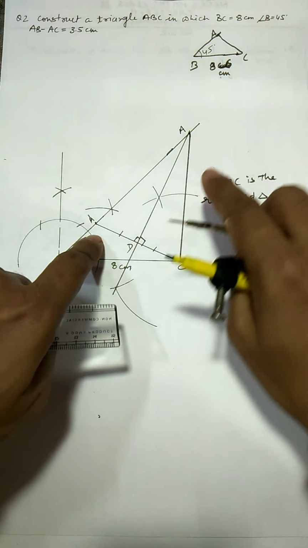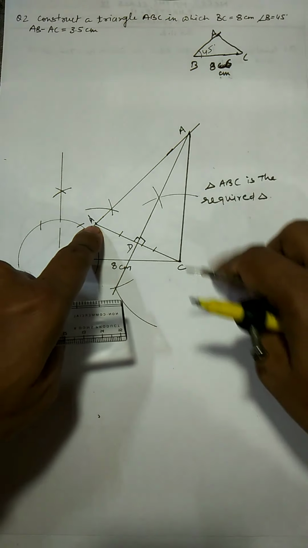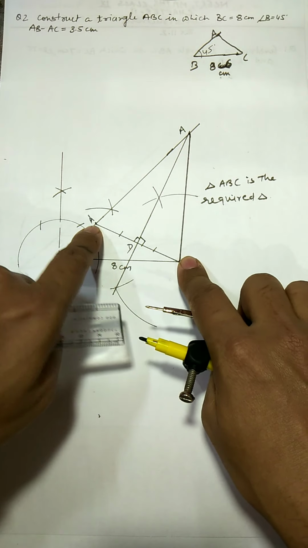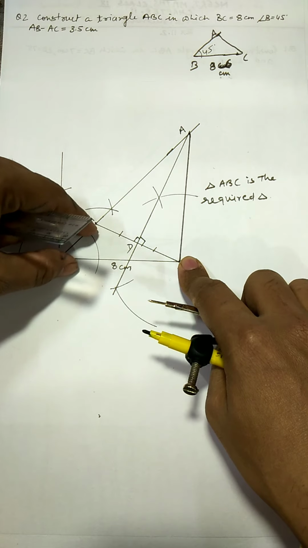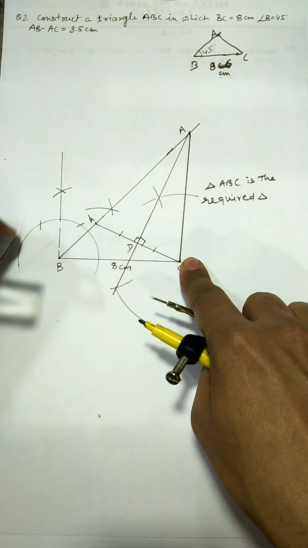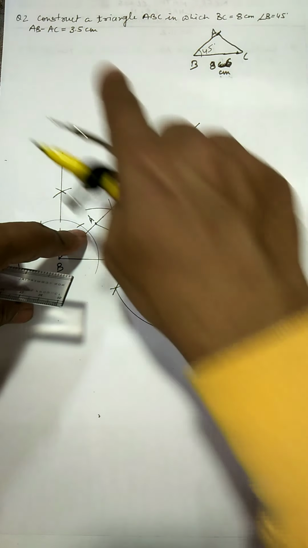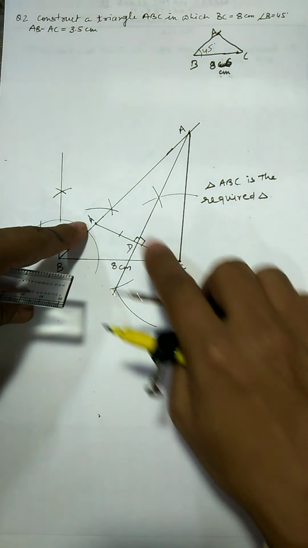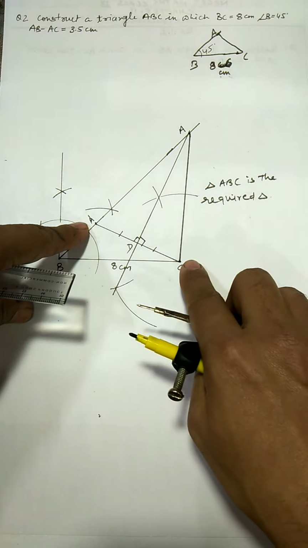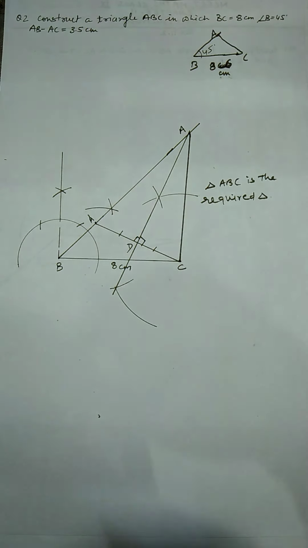It means that this side A dash A is equal to AC. So that's why the folding has been done this way, and you can easily get that AB minus AC equals 3.5, because A dash A is replaced by AC.